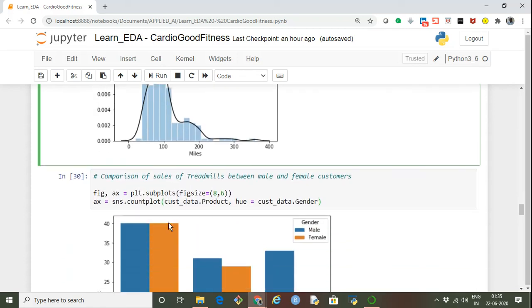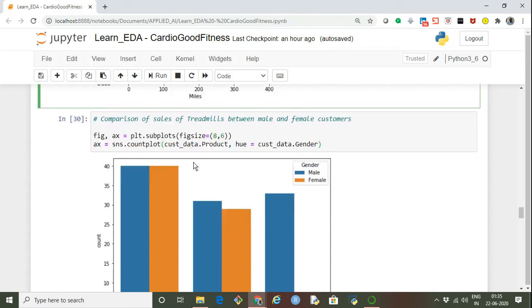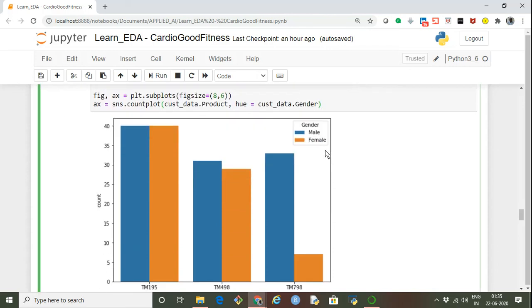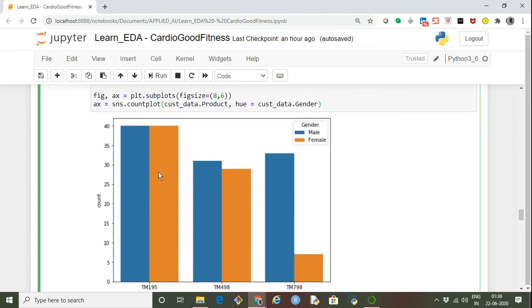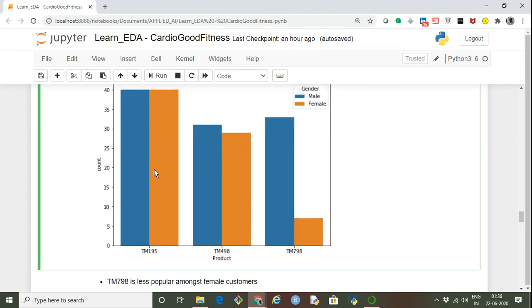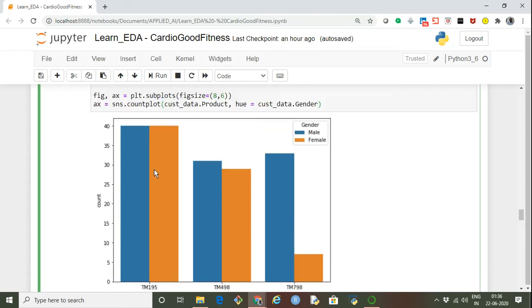Let's do the sales of the treadmill comparison between male and the female customers. So what we are doing here is we want to see, among these three types of treadmill products, which one was preferred by male and which one was preferred by female. So if I do a count plot based on this product and color it on the basis of gender, we see TM195 was equally popular between male and female. So there is no difference in terms of preference between male and female for this particular product.